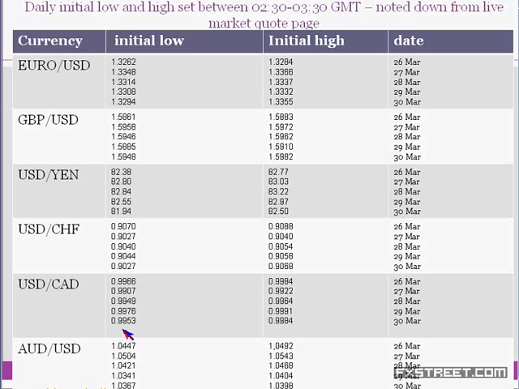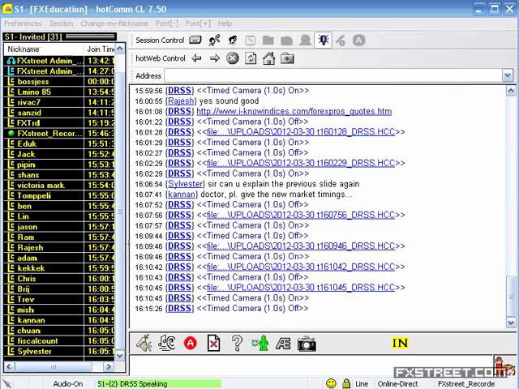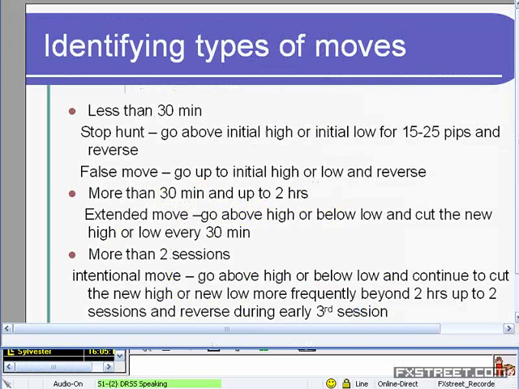Then in the case of Canadian dollar, 99.53 is the low that has not been breached. 99.84 is the high that has also not been breached. And in the case of Australian dollar, 1.0367 is the low, which has not been breached. 1.0398 was the high. They breached the high and formed 1.0416 as the new high and have come below 1.0398 now. So that means they have made an upward stop. So now let me go back to the other PowerPoint presentation and explain to you the types of moves, how to understand them.